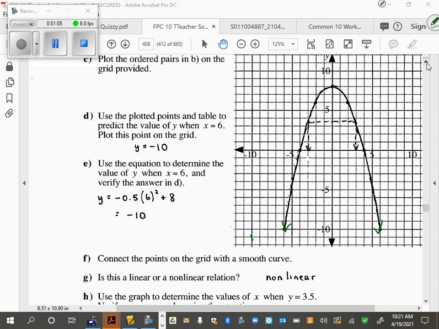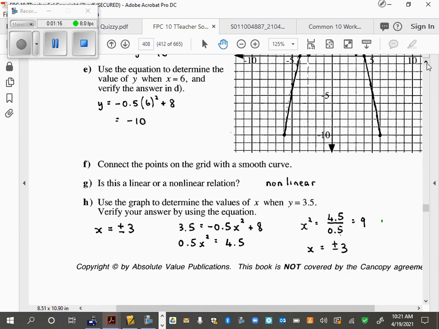This looks like it's y equals -0.5x squared plus 8. And then answer all the questions that follow. We particularly spent some time on h, where you can see that the square root of 9 is not equal to 3. What? Shocking. The square root of 9 is equal to positive or negative 3, so there.